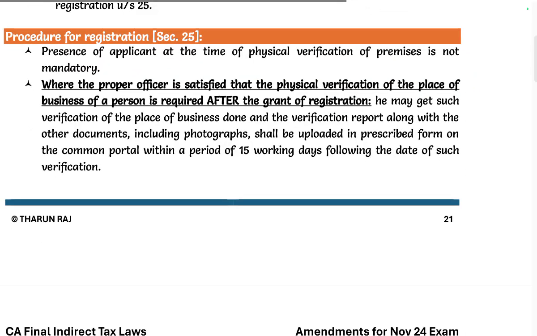If the proper officer is satisfied that physical verification of the place of business of the person is required after the grant of registration, he may get the verification of the place of business done. The verification report, along with other documents including photographs, shall be uploaded in the prescribed form on the common portal within a maximum of 15 days following the date of verification.